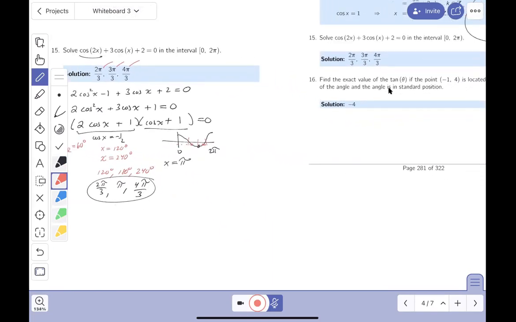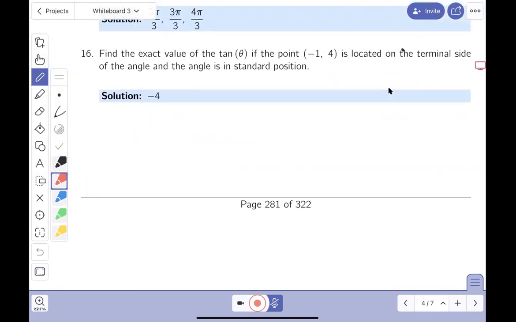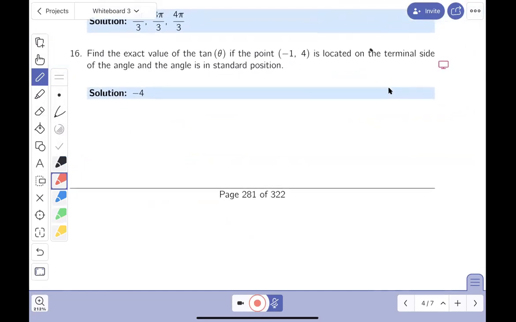I was on 15. I think I'm ready to do 16 now. And I want to see if I can do it. It says find the exact value of the tangent function of theta if the point minus 1, 4 is located on the terminal side of the angle in standard position. Let me write this down then. And what's that going to be? Minus 1, 4.